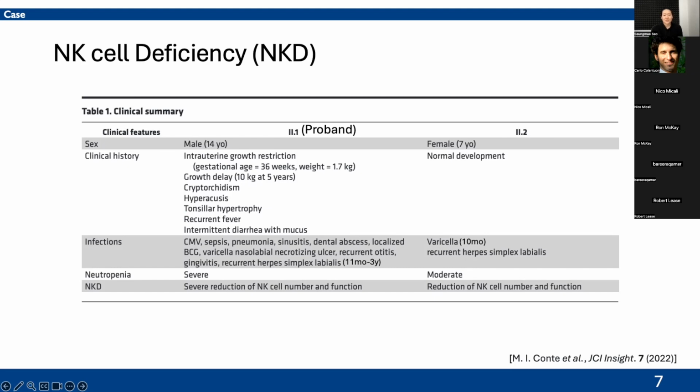His younger sister was tested early for immunodeficiency, and she was found to have moderate neutropenia and NKD. She also went on GCSF treatment for 2 years, which stabilized her neutrophil count, but NKD is still there. Without reading the details, you can immediately see the different severity of the disease between the proband and the sister. And we'll come back to this and talk about how this shows up in our culture system later.